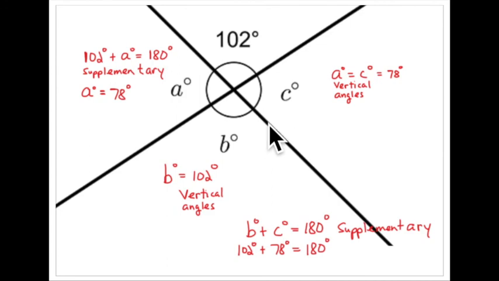So just key into vertical angles and supplementary angles. These two angles are supplementary, these two angles are supplementary, these two angles are supplementary, and these two angles are supplementary. So problem number 5.